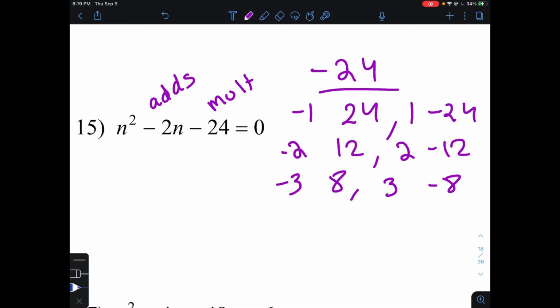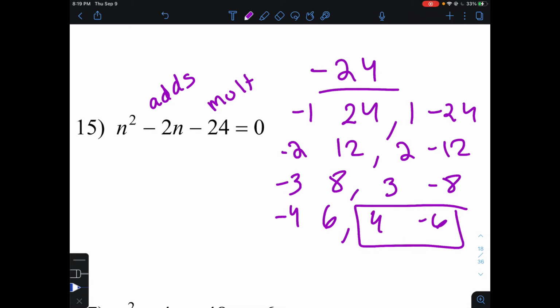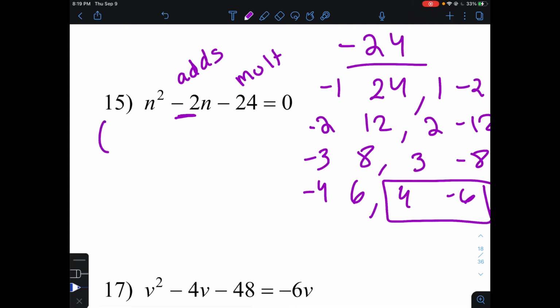Then I can go ahead and try negative 4 and 6. Getting closer, we do 4 and negative 6. These guys add to give me the negative 2 that I'm looking for. So that's going to be my jackpot there. So I'm going to go ahead and do n plus 4 and n minus 6.